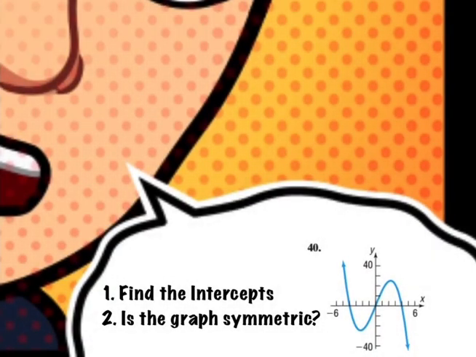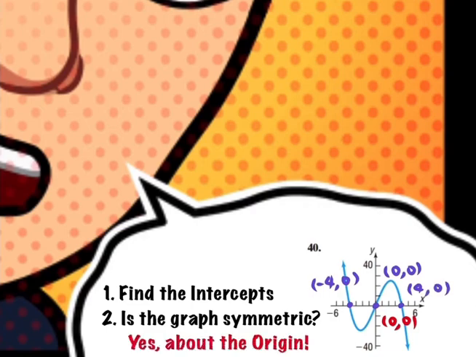So for number 40, start with the y-intercept at 0 comma 0. So the first x-intercept is right here. This is negative 4 comma 0. Another one here overlapping with the y-intercept, that is also your x-intercept at 0 comma 0. And the last one is going to be right here. This is positive 4 comma 0. And this graph is symmetric about the origin.